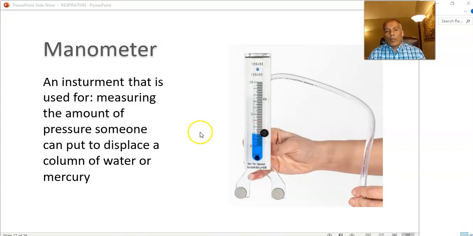And either the unit is H2O, which means H2, 2 hydrogens, O, 1 oxygen, that is water. Mercury will be Hg. And of course, they have them digital now. You just have a piece like this, and then you have a digital meter, you blow, and then that meter will show you the level you can put.